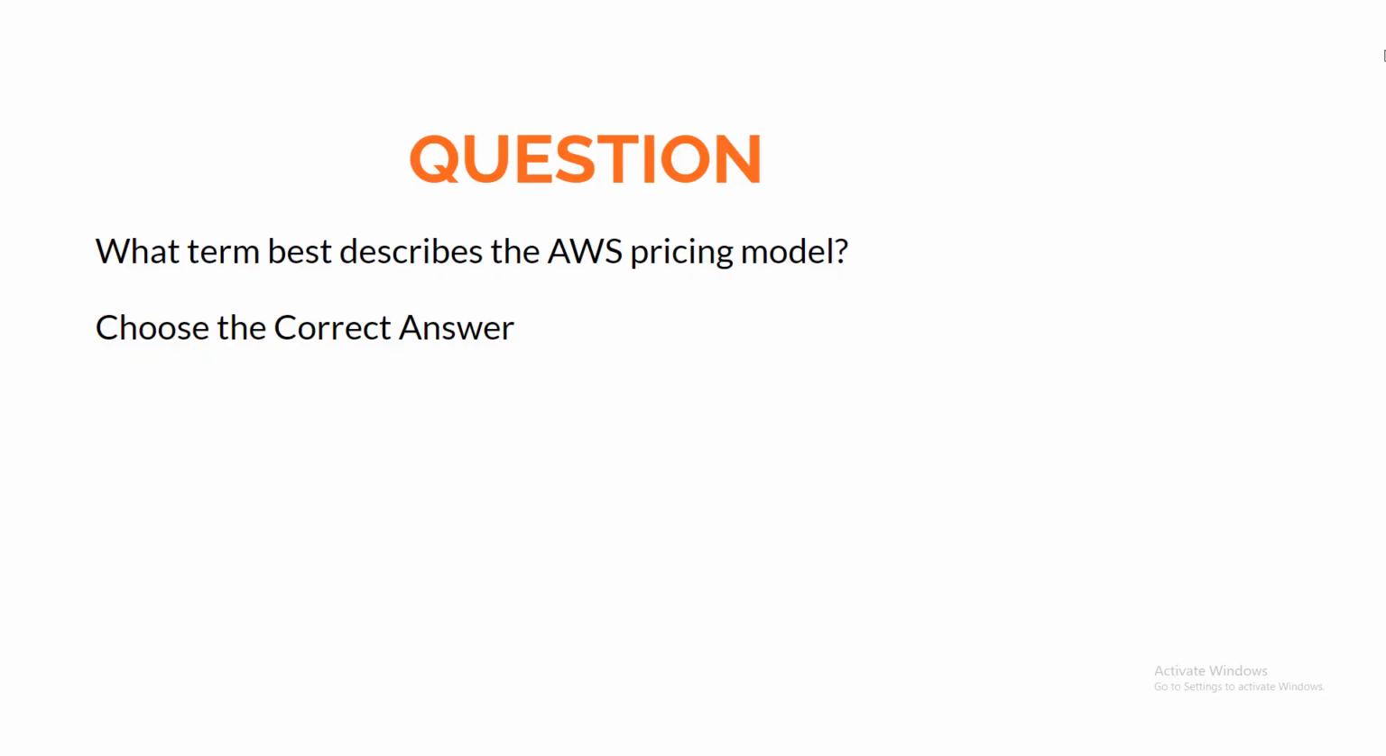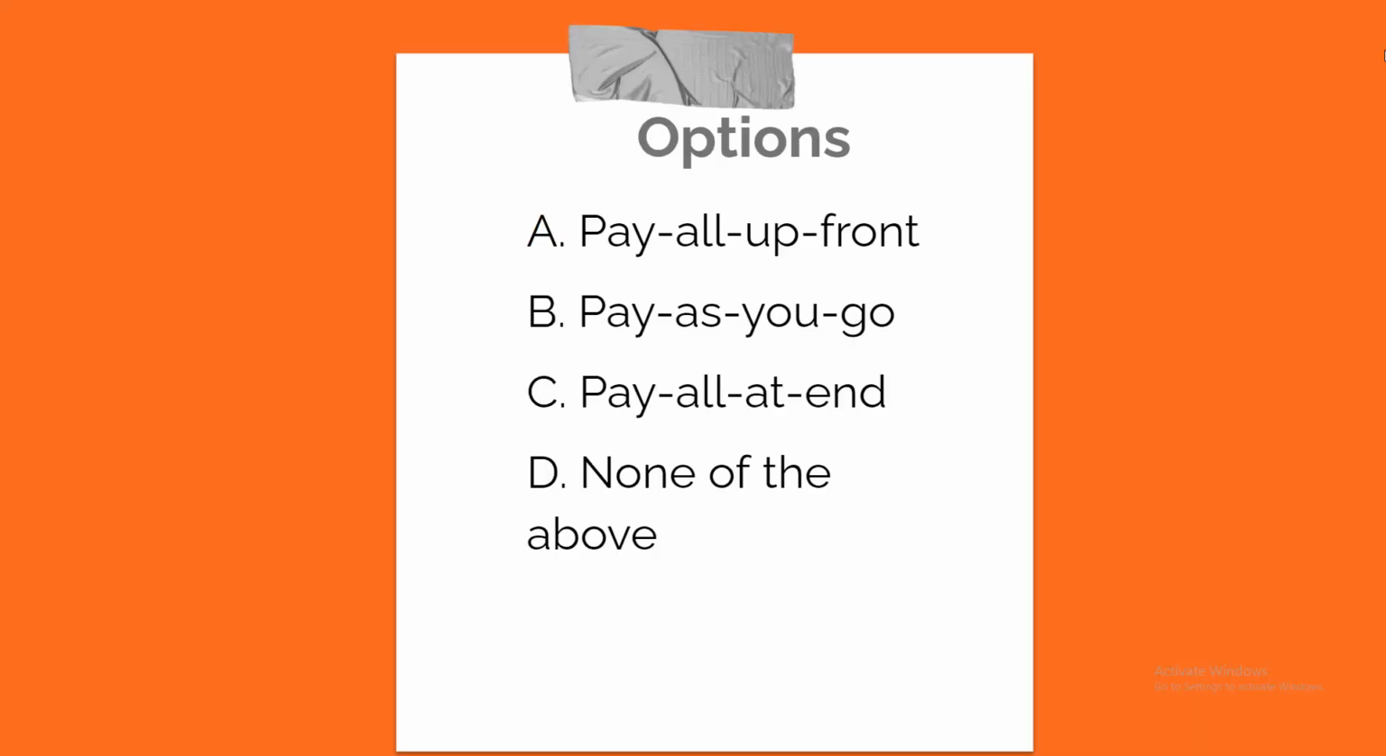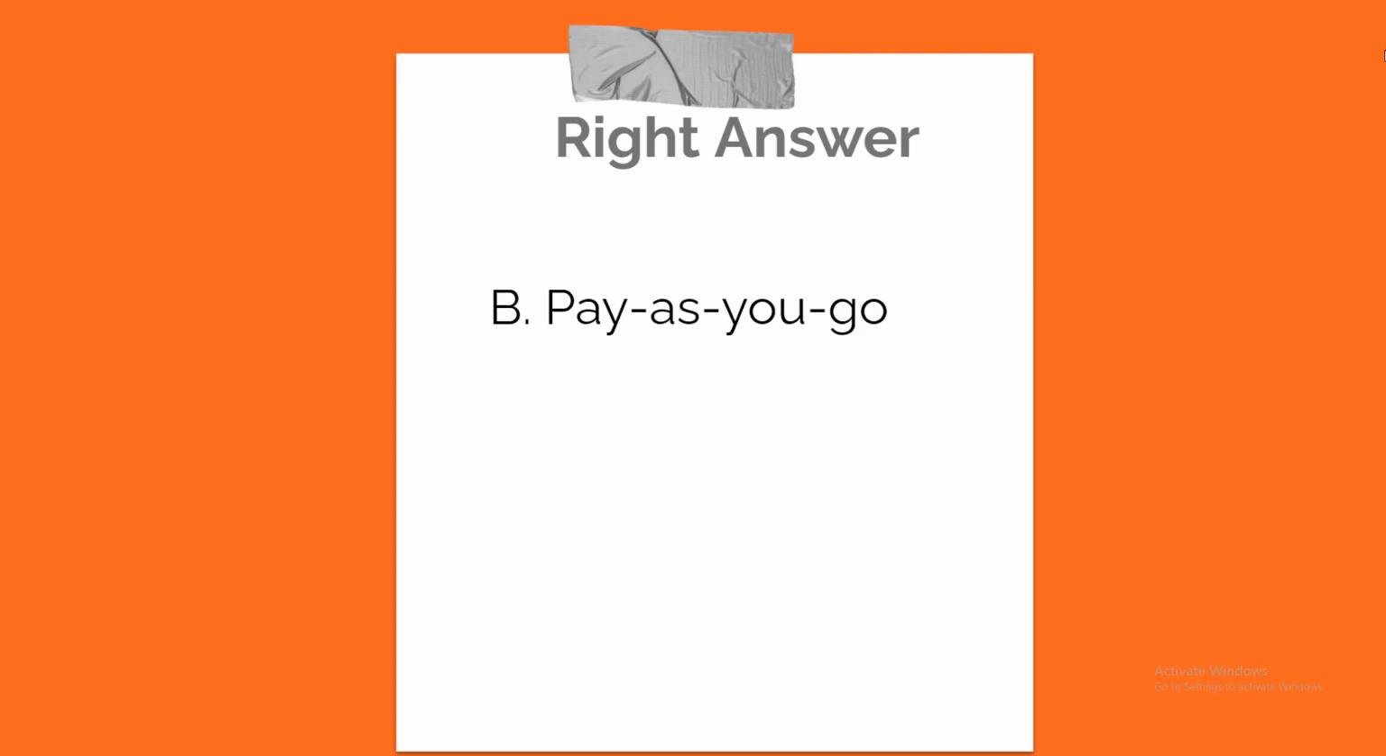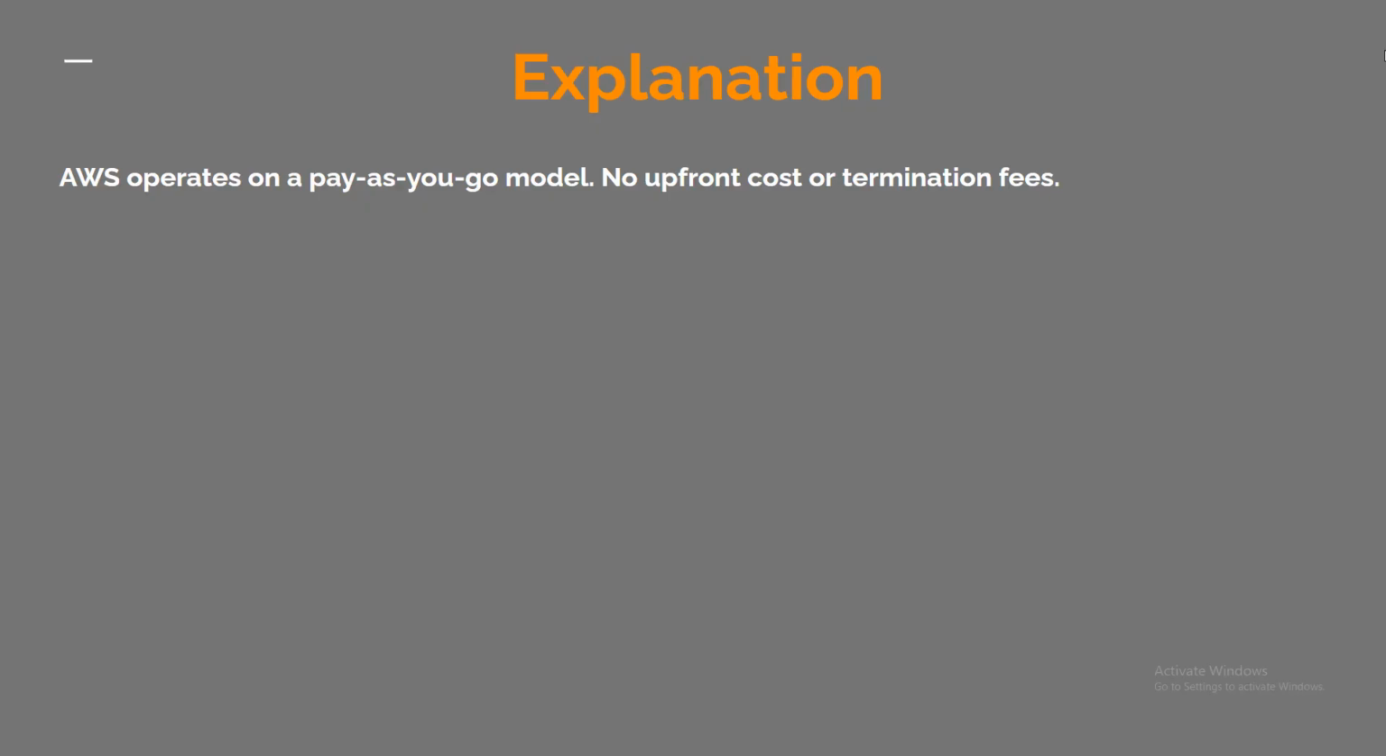Question: what term best describes the AWS pricing model? Choose the correct answer. A. Pay all up front. B. Pay as you go. C. Pay all at end. D. None of the above. Answer: B. Pay as you go. Explanation: AWS operates on a pay-as-you-go model. No upfront cost or termination fees.